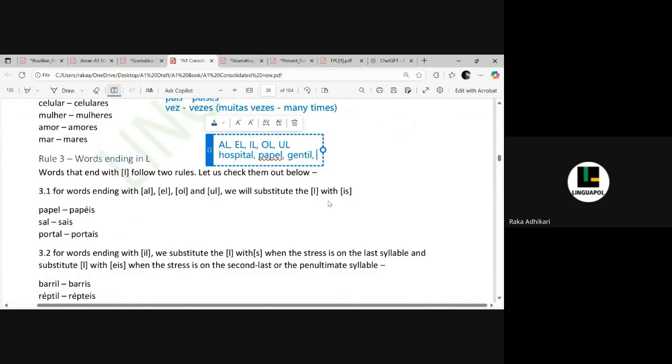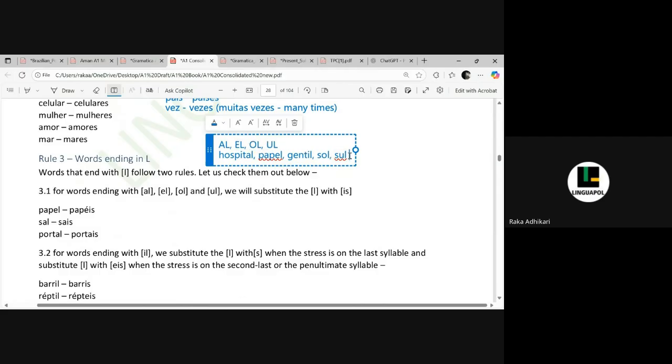Gentil means kind. It can end in OL, for example, sol means sun. And it can end in UL, like azul. So all the words that end in the letter L will always have a combination of a vowel with it. So it can end in either AL, EL, OL, UL, or IL. Now, when we read the rules of the letter L, first we separate this one, because for IL we have completely different rules.